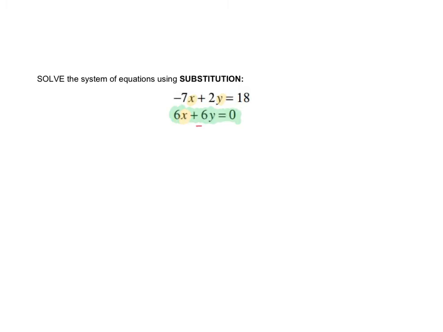Okay, so let's subtract 6y from both sides. So now I get the value of 6x is equal to negative 6y. Oh, there should be a y on there.